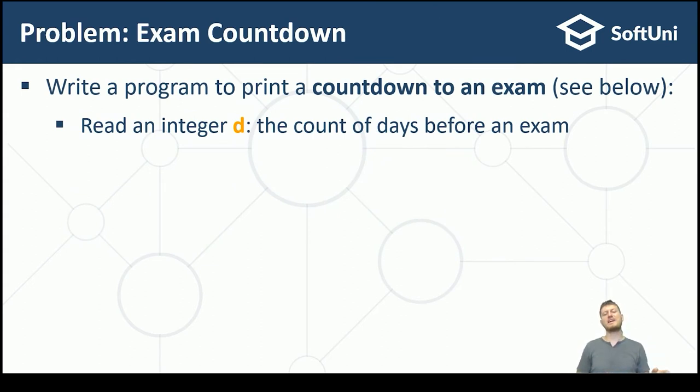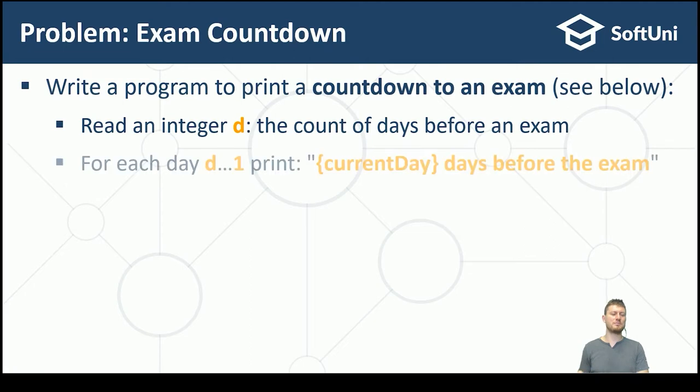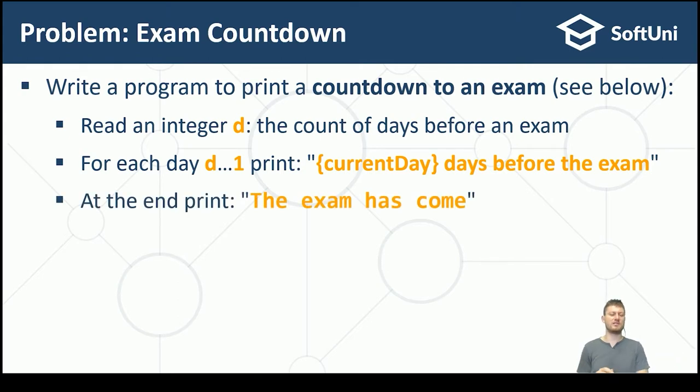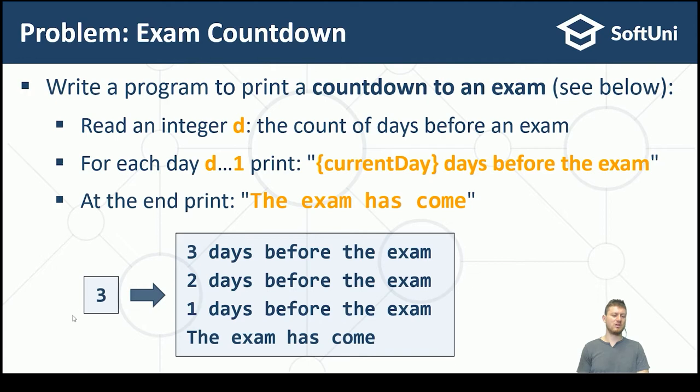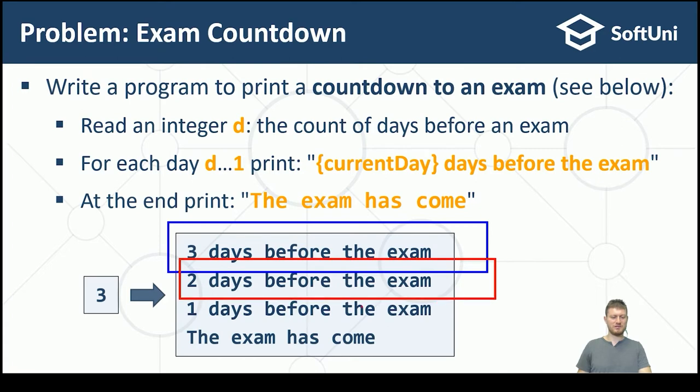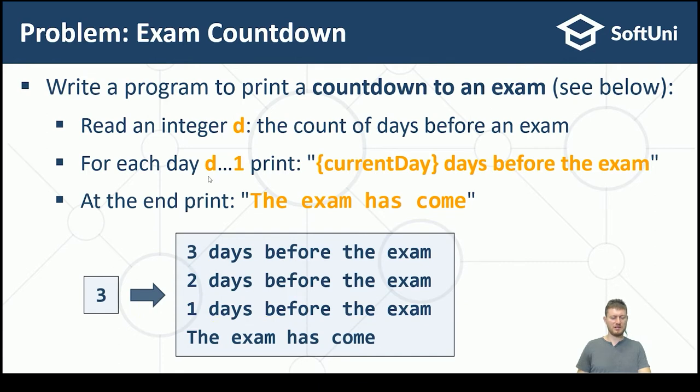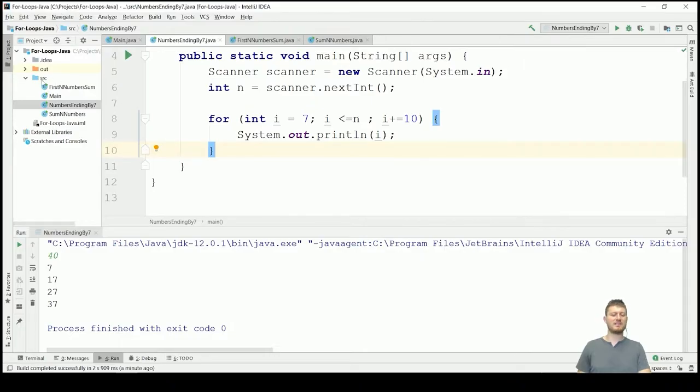The next problem is called exam countdown. Write a program which prints a countdown to an exam, like below. We read an integer t, the days before the exam, and we print 5 days before the exam. The next day we print 4 days before the exam. Later we print 3 days, 2 days, 1 day before the exam, and finally the exam has come. Okay, this is an example. If we start with three, we print 3 days before the exam, 2 days before the exam, 1 day before the exam, and finally the exam has come.